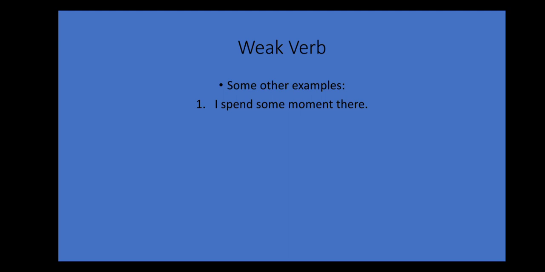I spend some moment there. This is my present action. I spent some moment there. This is my past action. Do you notice any difference? Yes, the difference is in the spelling. The present form of the verb is spend and the ending letter is D. But the past form of the verb spend, the ending letter is T. Though the pronunciation is almost same.